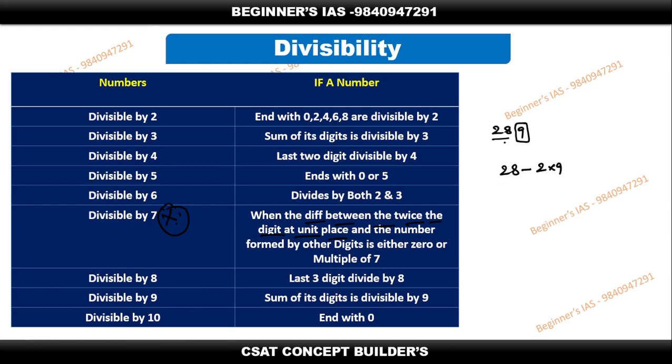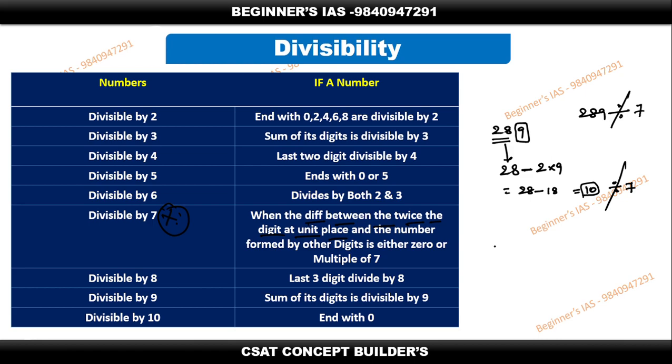The remaining number is 28. Minus, the difference, the twice of the unit place digit. Here the unit place is 9, twice means multiply by 2. Simple. 28 minus 18 equals 10. 10 is not divisible by 7, which means 289 is not divisible by 7. So this is the divisibility concept.